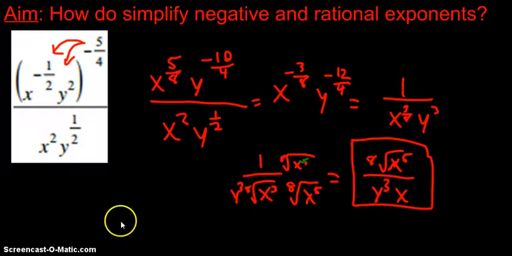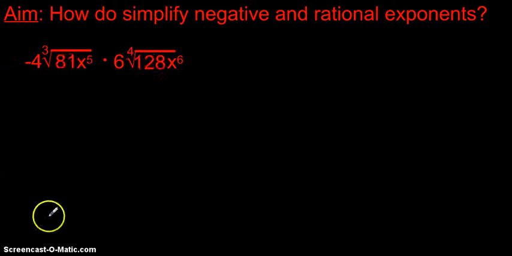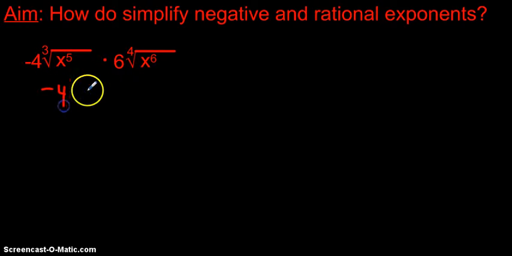Let's look at something else we can do with it, which is kind of cool. We're going to take a look at one more thing that might be kind of interesting. We can't multiply these because they don't have the same index. So we can actually rewrite these as fractional exponents. So that's x to the 5/3 times 6, x to the 6/4 or 3/2, because 6 over 4 is 3/2. Now we can multiply these.